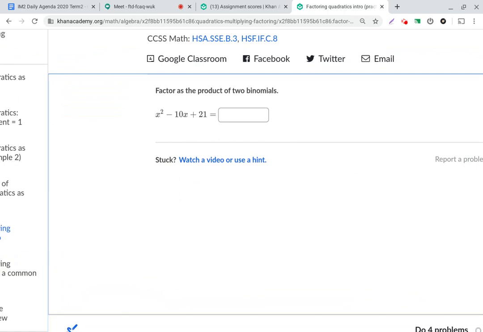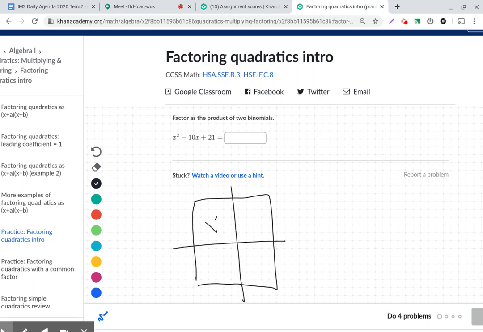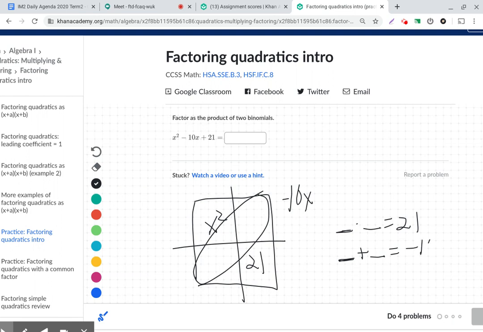What number multiplies to 21 and adds up to negative 10? So what you want to do, you want to draw your box. Okay, so x squared goes here, 21 goes here. These two add up to negative 10x. So two numbers multiply to 21, and the same two numbers add up to negative 10 for my example. So what numbers do you guys think multiply to 21 and also add up to negative 10?